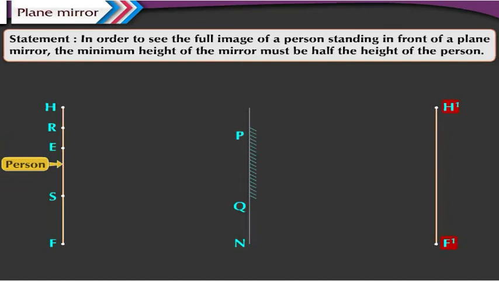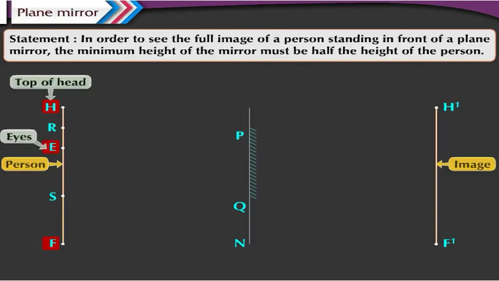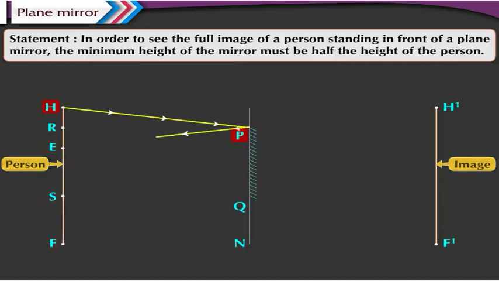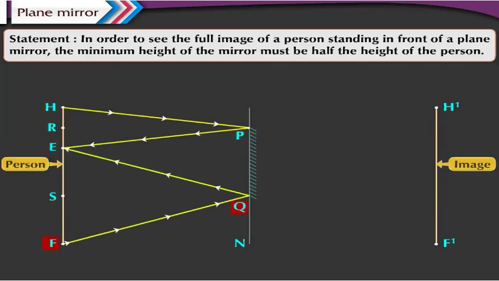H1, F1 represents the image of a person standing in front of the mirror. Points H, E and F correspond to the top of the head, eyes and the feet of the person respectively. Point R is the midpoint of HE and point S is the midpoint of EF. Incident ray HP gets reflected as PE. Similarly, incident ray FQ gets reflected as QE.